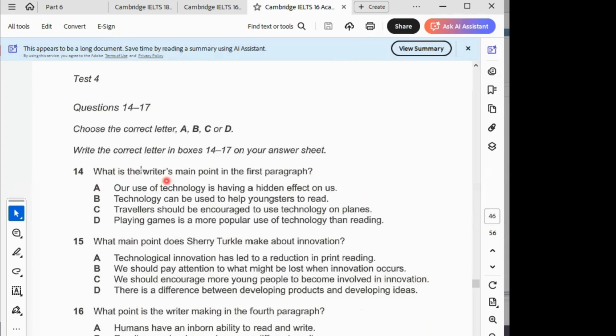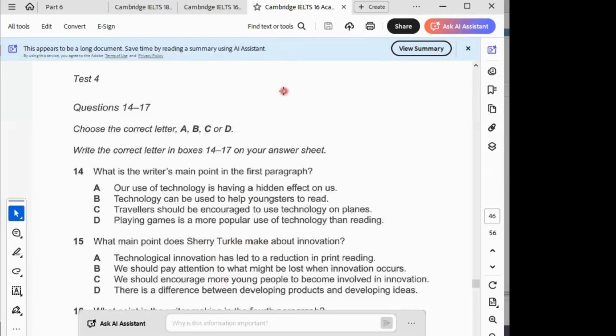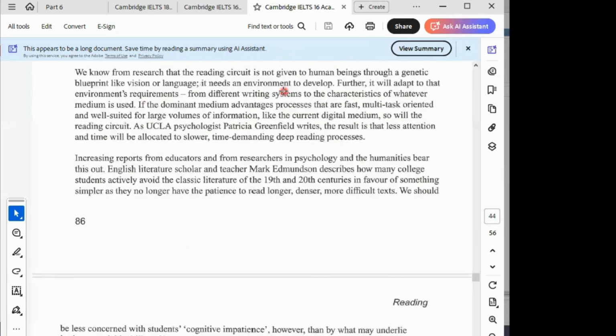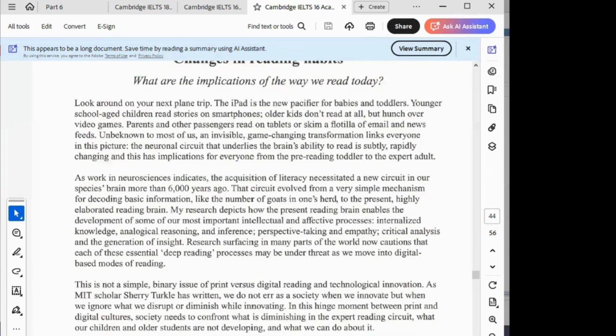For example, now look at this question I'm about to solve now. They have clearly written there the word "in the first paragraph." So you know you are going to paragraph 1. Do you understand now? Look at question number 15. What main point does Sherry Turkle make about innovation? Sherry Turkle, what main point? So how do I know where to go to here? I will just go to the passage and look for Sherry Turkle. Wherever Sherry Turkle is mentioned, that is where my answer will be found.